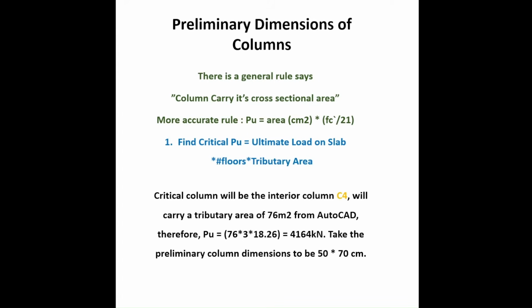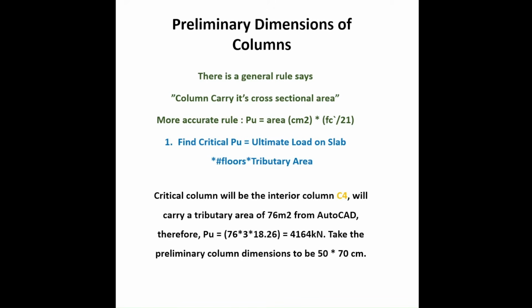For now, we are going to talk about preliminary dimensions of columns. There is a general rule that says that columns carry its cross-sectional area. There is a more accurate rule. The P ultimate on the column is equal to the cross-sectional area of the column in centimeter square, by the f'c over 21.